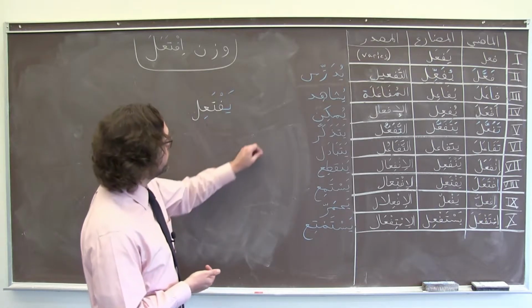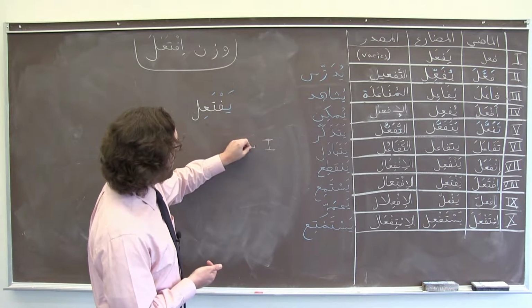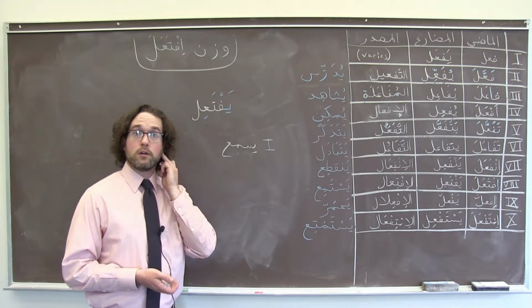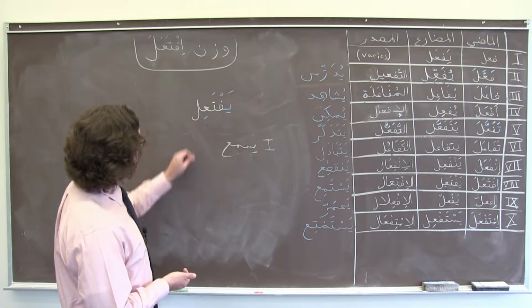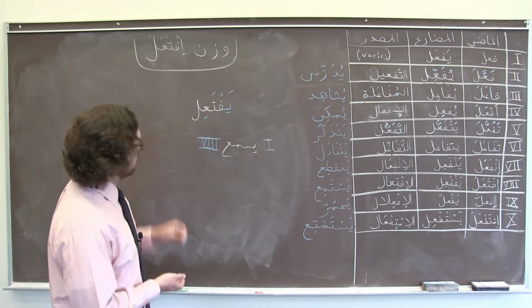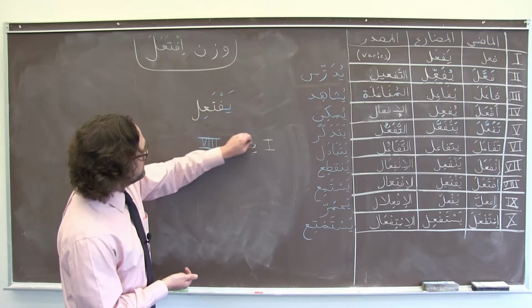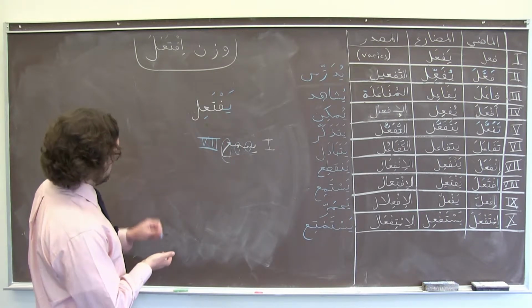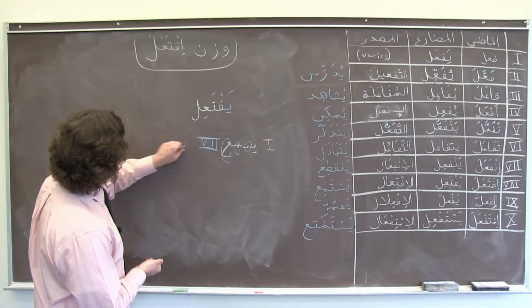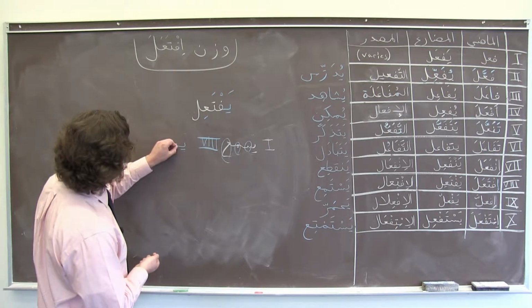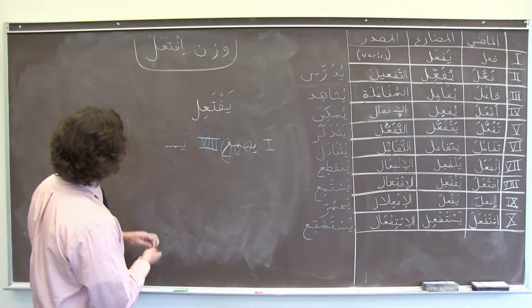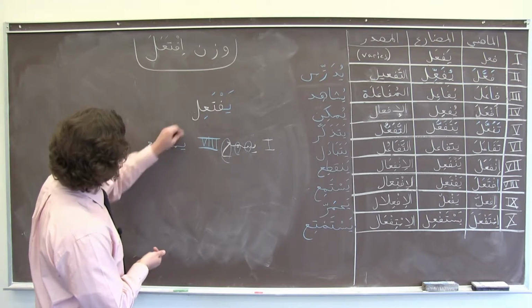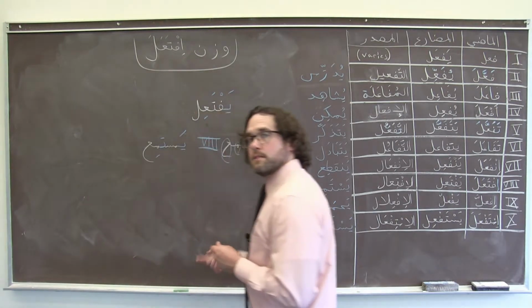You probably know the form 1 verb yasma', which means hear. And in form 8, we take our sin, mim, and ayn, and we put it into that pattern, and we wind up with yastami'. A verb which means to listen.